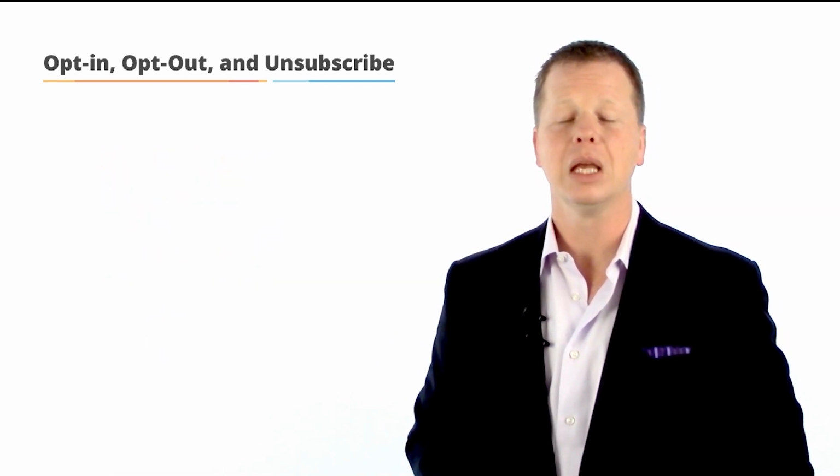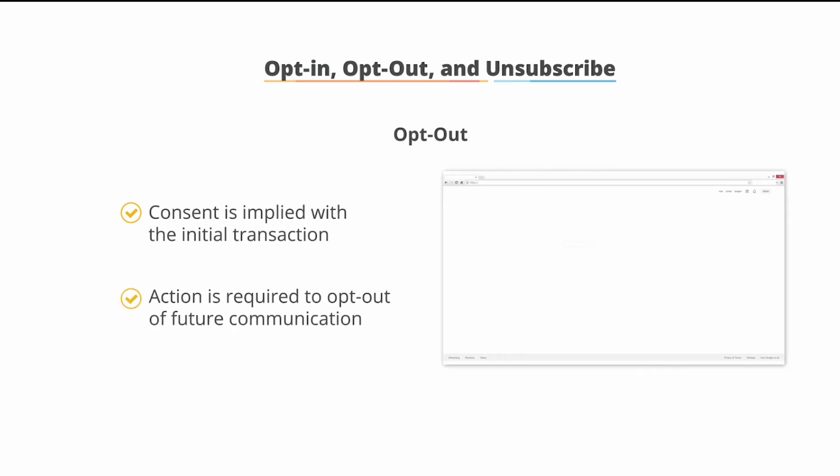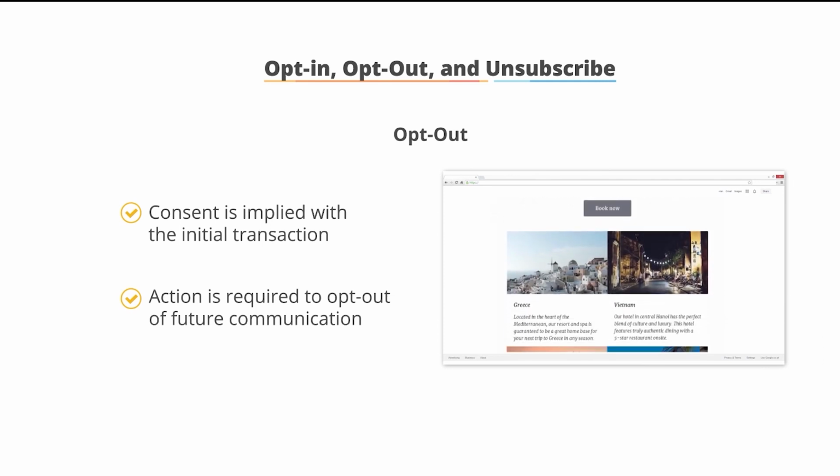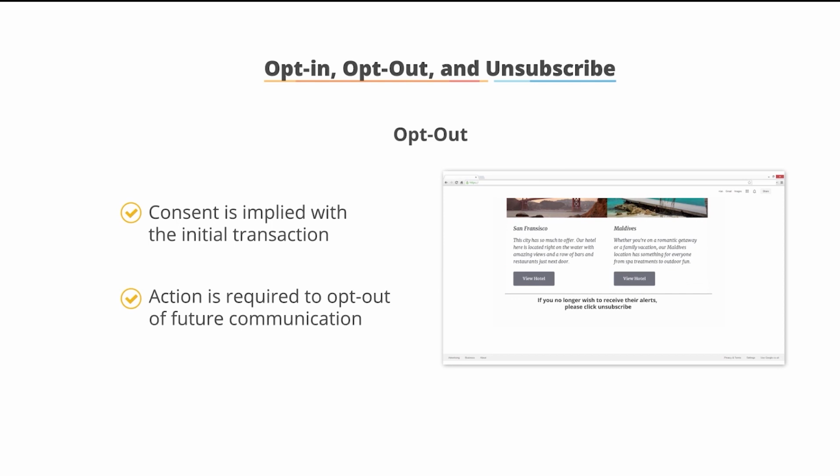An opt-out is where you allow people to say, I don't want to receive email from you. It requires action on the part of the recipient to say, I no longer want to receive email from you. And a lot of laws require opt-outs to be part of mass mailings so that a recipient can opt out of future mailings at any time.